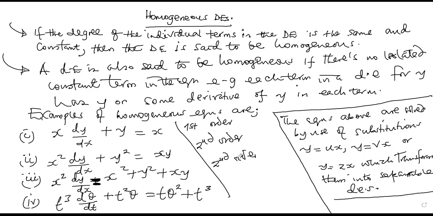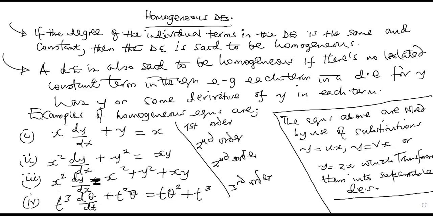When you look at the third one, we have t cubed, that is degree 3, t squared theta, which is degree 2 plus degree 1, making it degree 3, t theta squared, which is degree 2 plus degree 1, which is 3. So making this one third order.